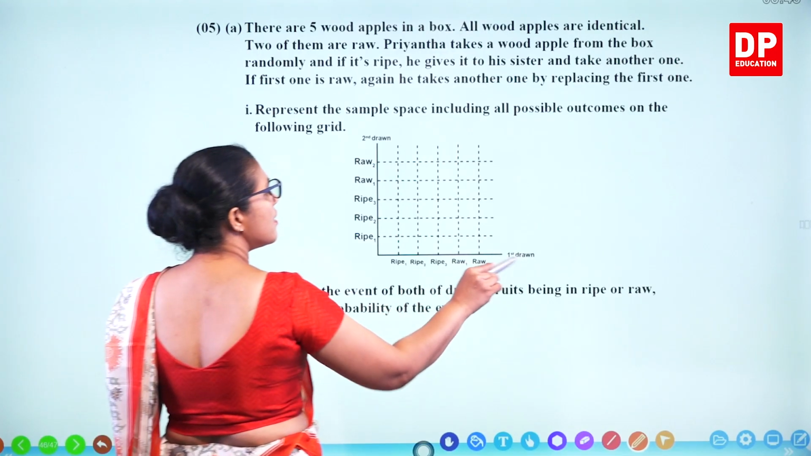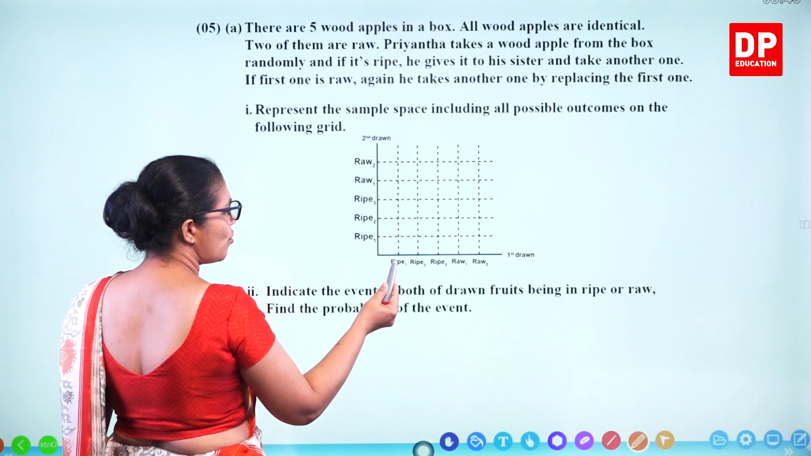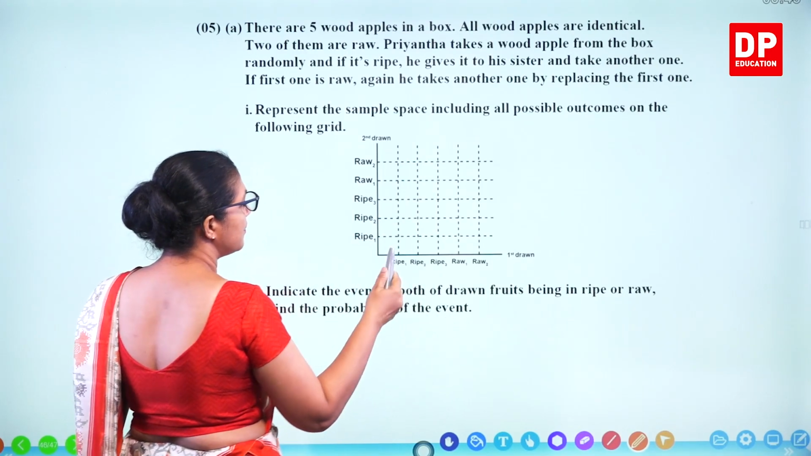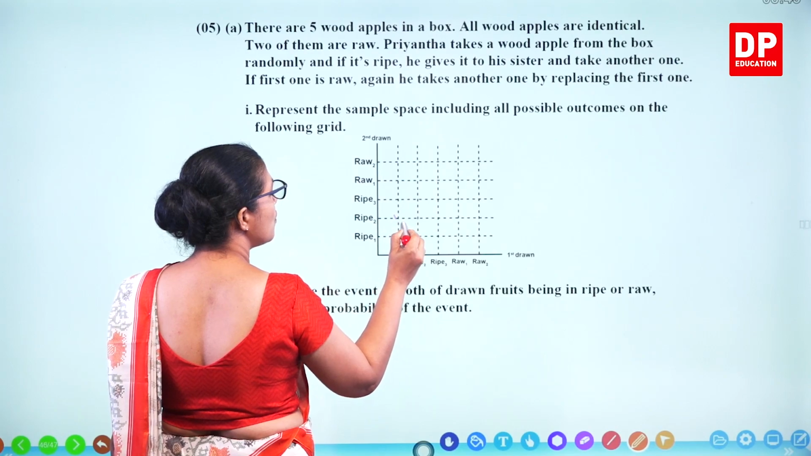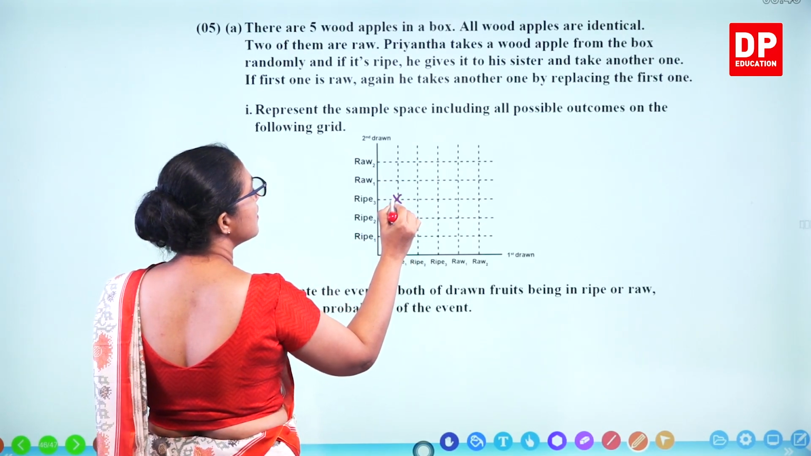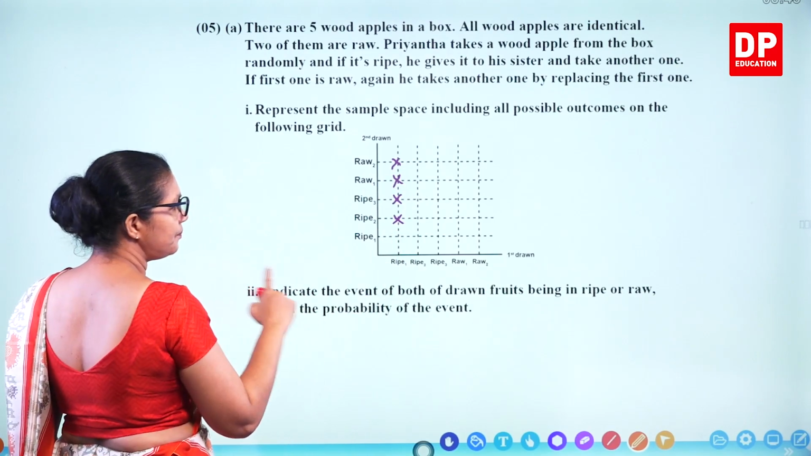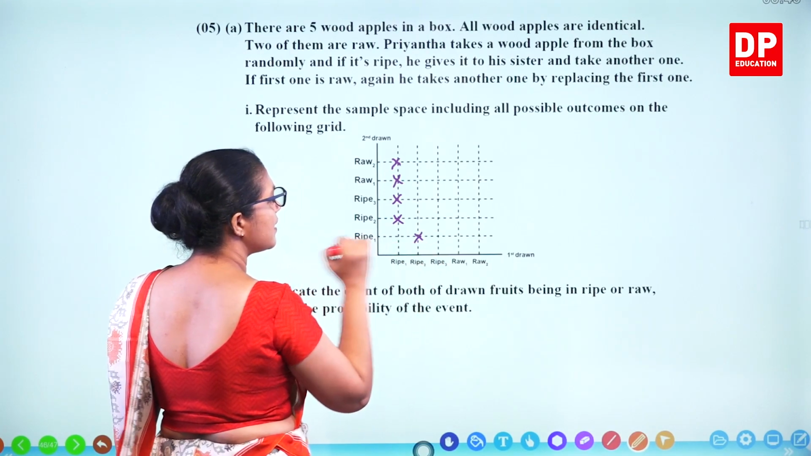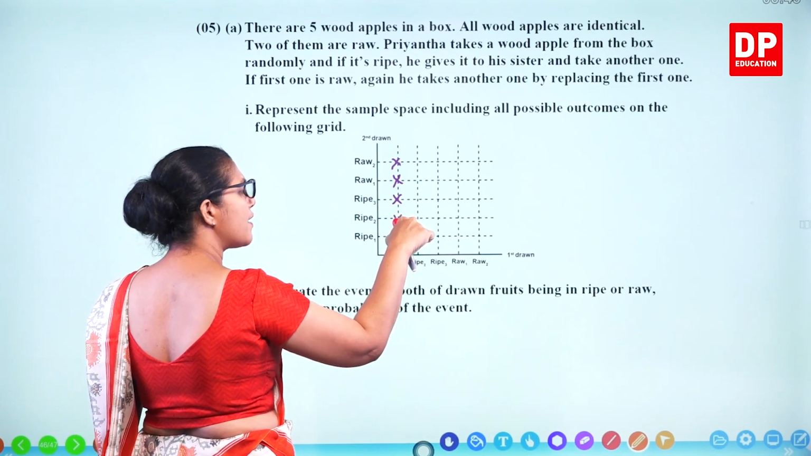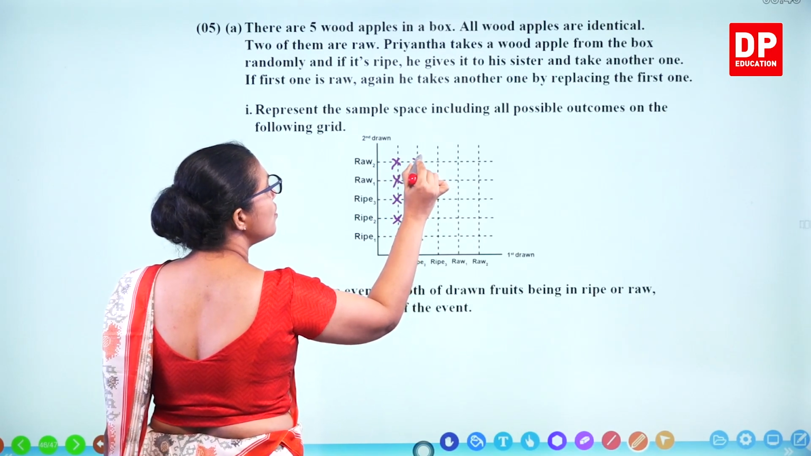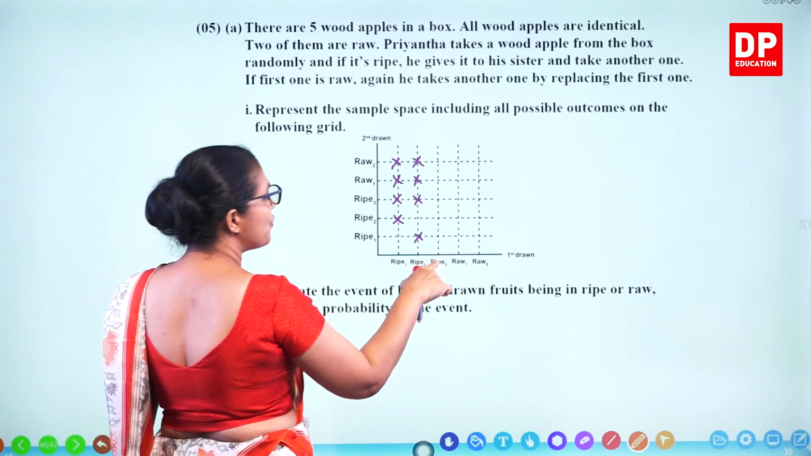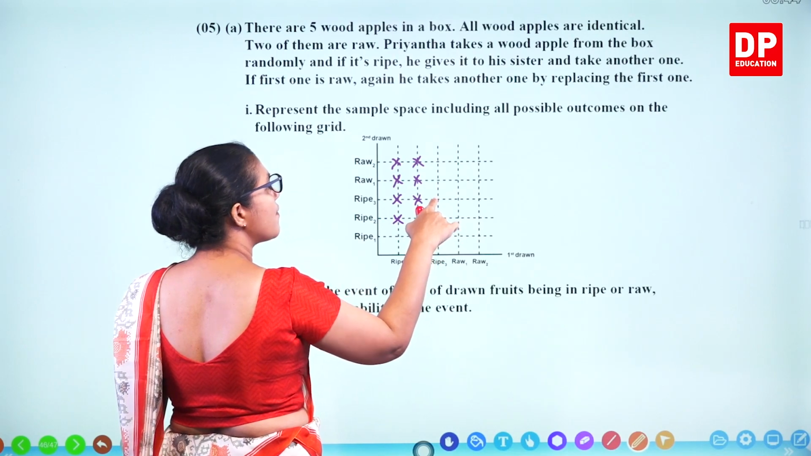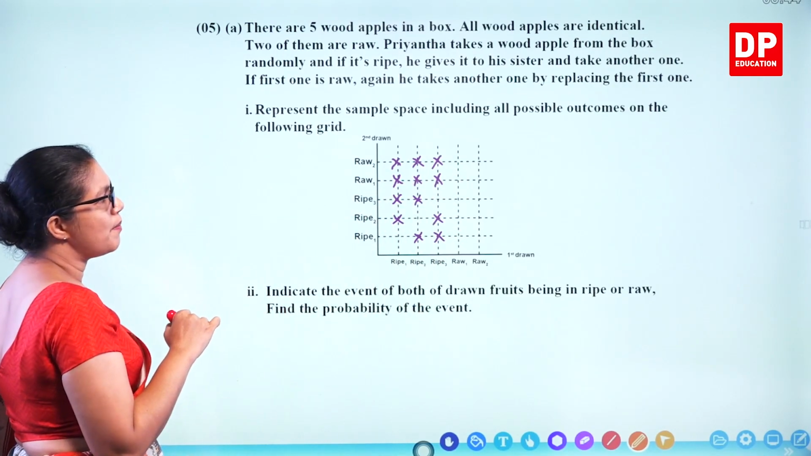So first one is here. Okay, think about he took a ripe one. That means he gave that to his sister. So you can't get the same thing. So you can get this, this, this or this. If it's ripe 2, he has taken, he can take the next one, ripe 1. He can't take ripe 2 again. He gives it to his sister. If it's ripe 3, he can take ripe 1, ripe 2, but he can't take ripe 3. All the other possibilities are there.